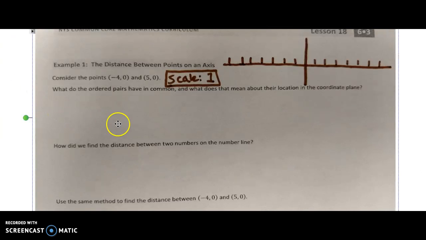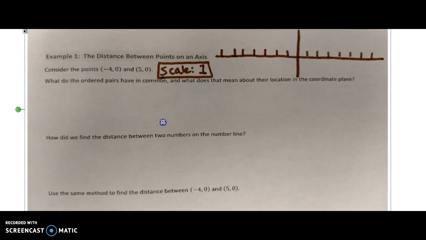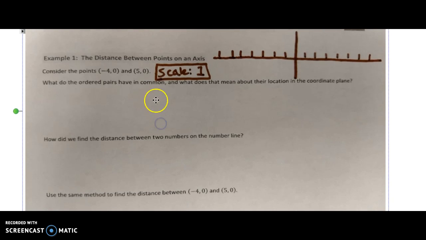Okay, let's look at example 1. It says this. The distance between points on an axis. Consider the points -4, 0, and 5, 0. What do the ordered pairs have in common? And what does that mean about their location on the coordinate plane? I'm going to underline in common. I know in common basically means the same.